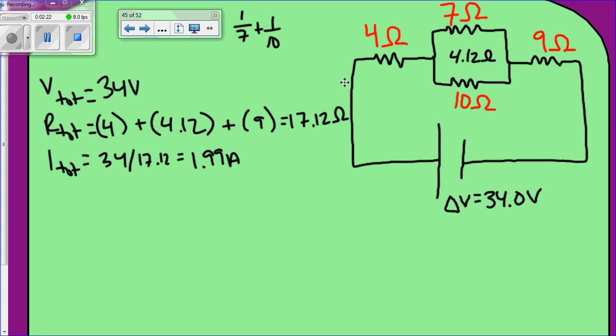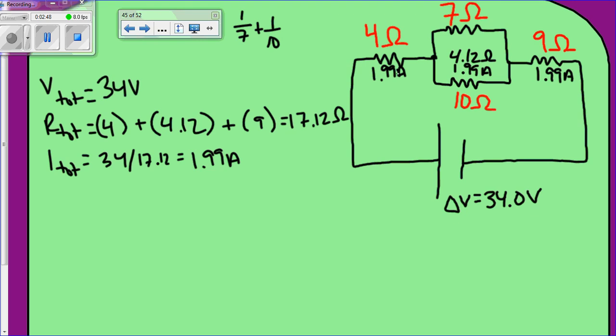Since it's an overall series, current is what's the same in an overall series circuit. And so if the total current is 1.99 amps, it's also going to be 1.99 amps here. It's going to be 1.99 amps here. And then if this were one single resistor, it would also be 1.99 amps. Now, that current is going to get split in between the two because it has a junction right here, but we'll deal with that later.